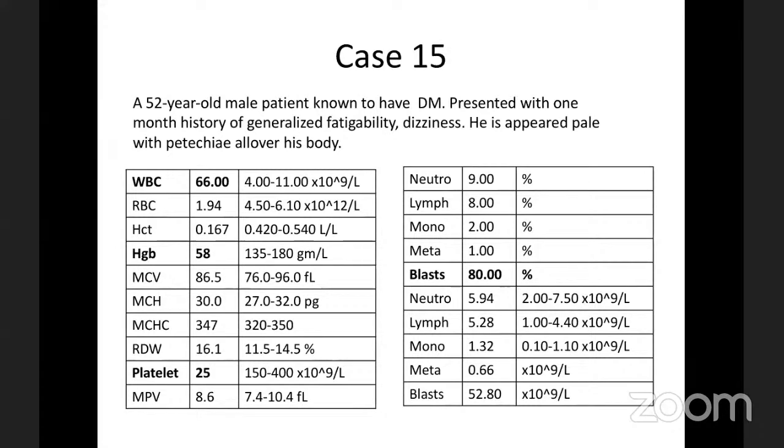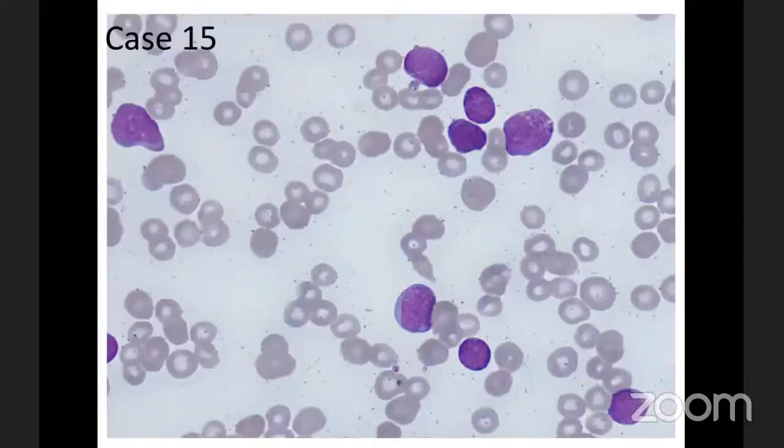A 52 years old male patient known to have diabetes mellitus, presented with 1 month history of generalized fatigability and dizziness. He appeared pale with petechiae all over the body. So we have a leukocytosis, marked anemia, and thrombocytopenia, and 80% reported circulating blasts. Adult patient, thrombocytopenia, anemia, and circulating blasts.